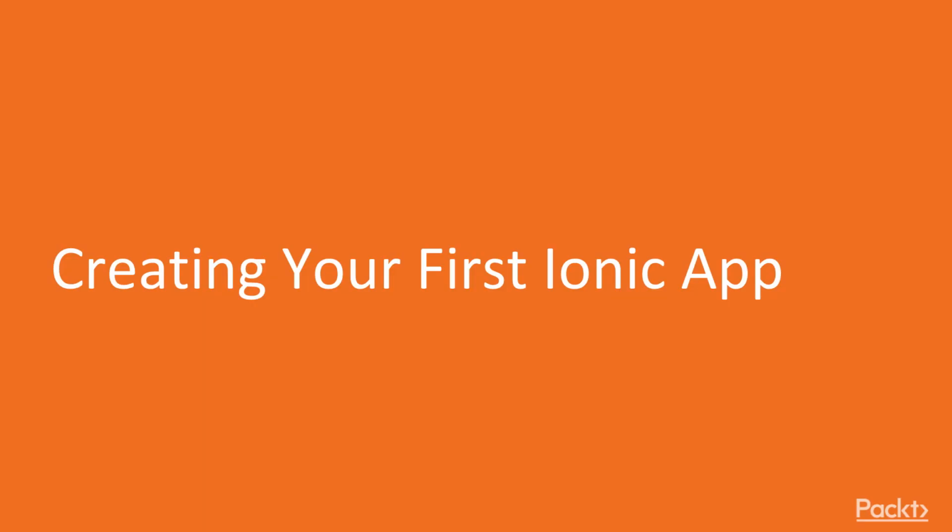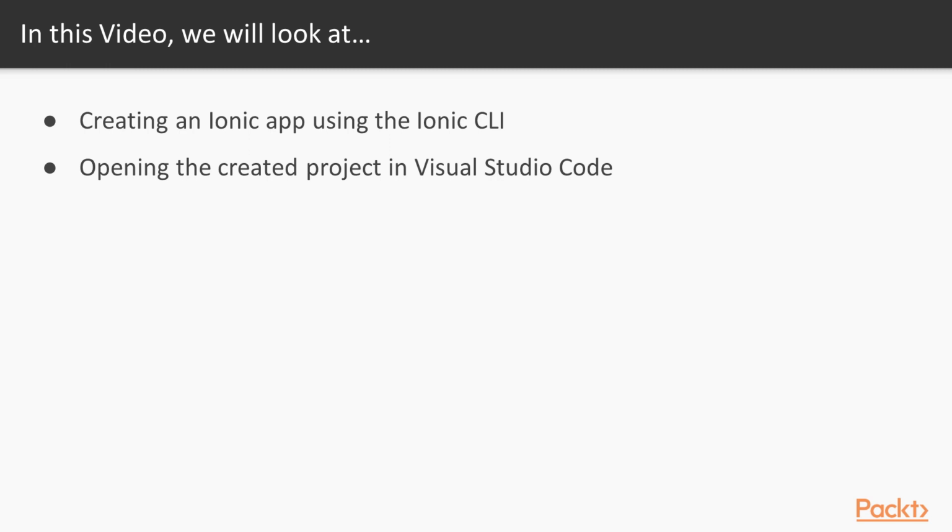In this video, we are going to create our very first Ionic application. To create this Ionic application, we'll be using the Ionic CLI that we just installed in the last video. Also, once the project is created, we'll open the project folder in Visual Studio Code.